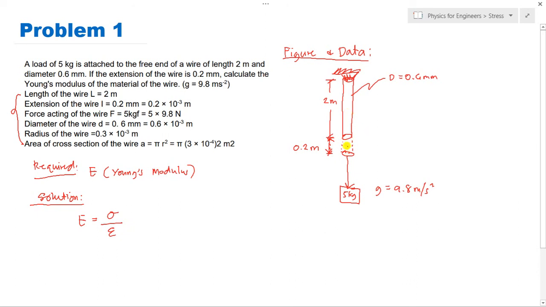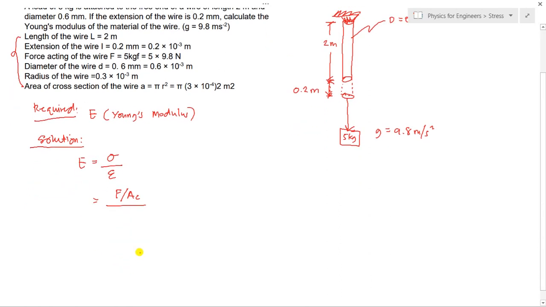Ang wire kay gi-suspend niya ang 5 kg nga mass. Unsa ni nga type of force? Is this compressive or tensile? Okay. So tension. So therefore, the stress in tensile is just equal to the force all over the cross sectional area, divided by the strain. Again, the strain is just the change in length or the deformation divided by the original length L.